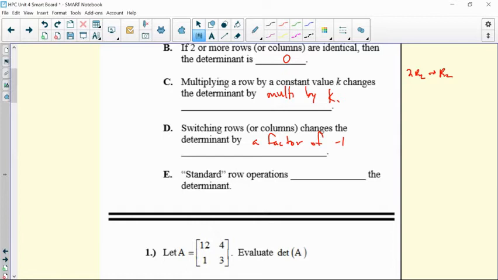Okay. But if you do a standard row operation, and maybe instead of saying standard, I should say a linear combination. Remember, a linear combination would be like 2 row 3 plus row 4, put into row 4. If you do that, it doesn't change the determinant. So linear combinations of row operations do not change the determinant.